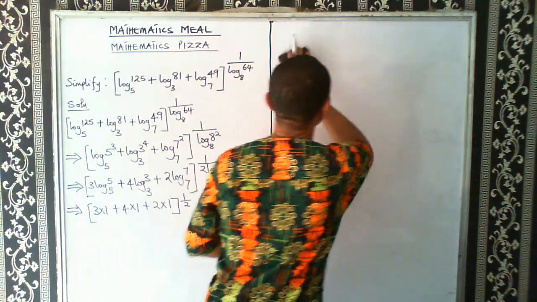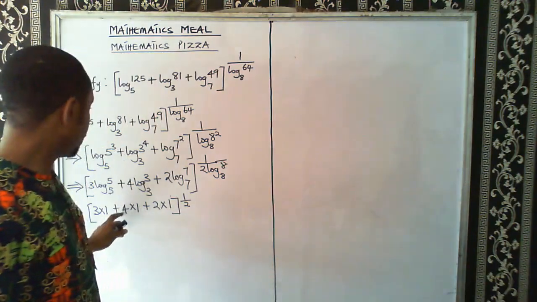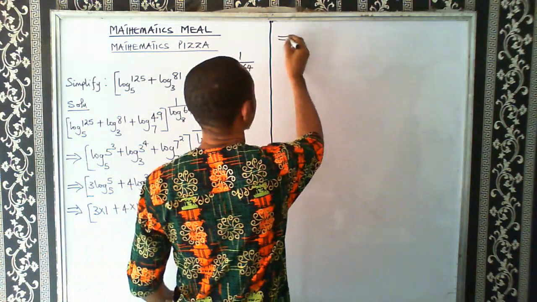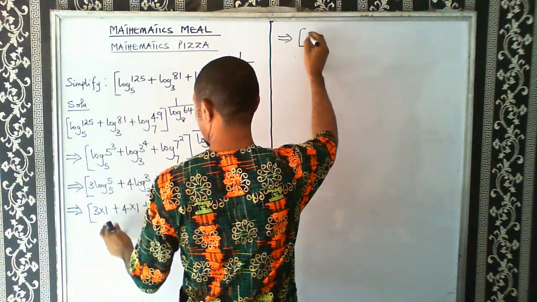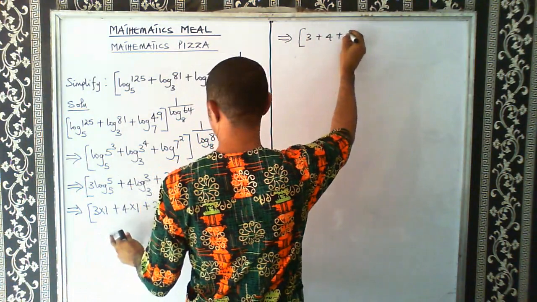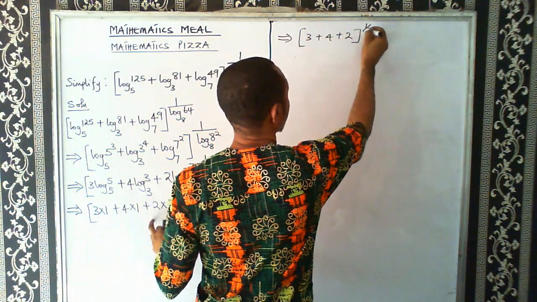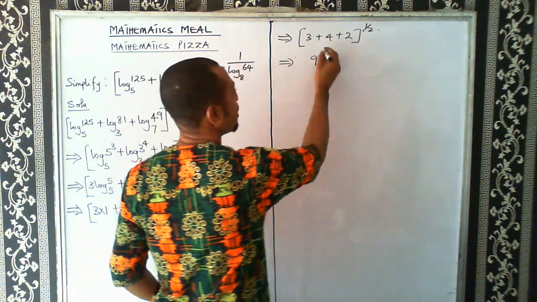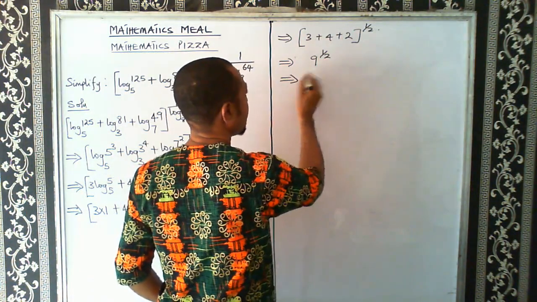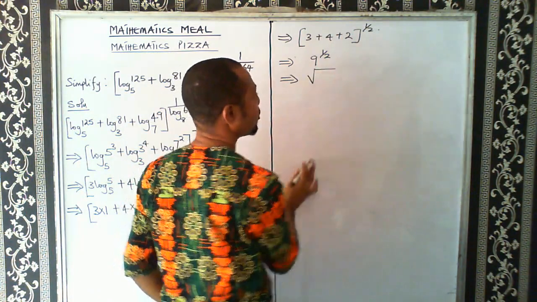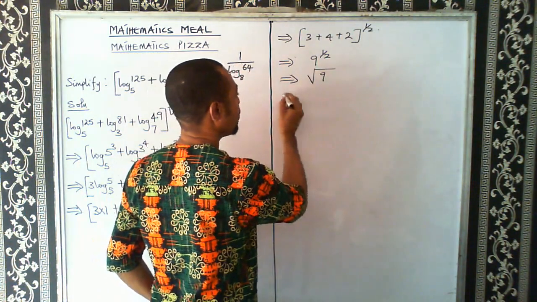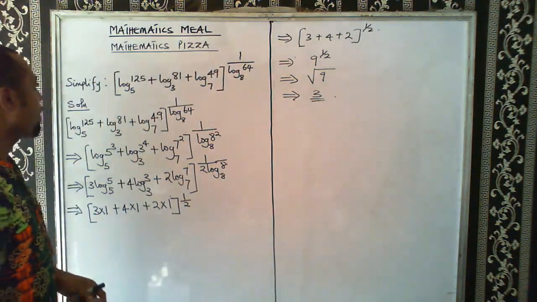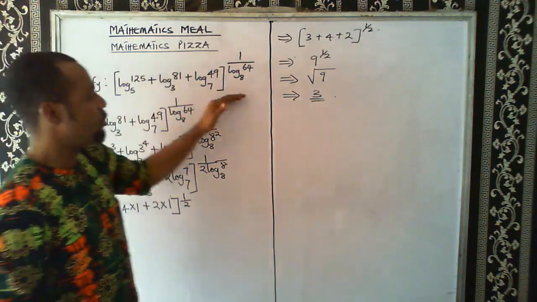So we move further. 3 times 1 is 3, 4 times 1 is 4, 2 times 1 is 2. So we're going to have 3 plus 4 plus 2, all raised to power 1 over 2. That will give us 9. This plus this plus this is 9 raised to power 1 over 2. And that implies 9 raised to the power 1 over 2 is the same thing as the square root of 9. And that will give me 3 as my answer. So the whole of this will reduce to 3.